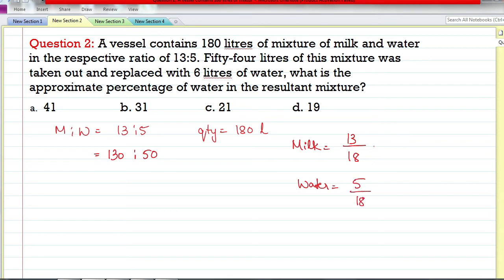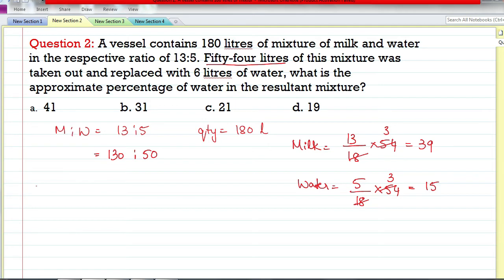And how many liters are we considering here? 54 liters. 54 liters is taken out. So 54 liters we consider here. Here also 54. So this is 3. 39 liters of milk and 15 liters of water are removed in 54 liters of the mixture.